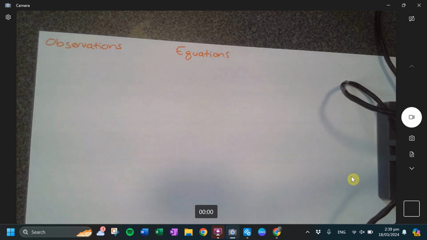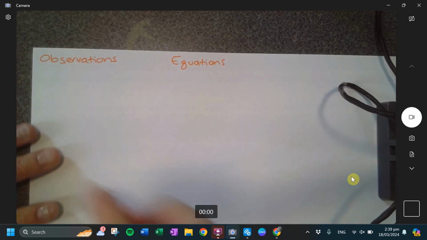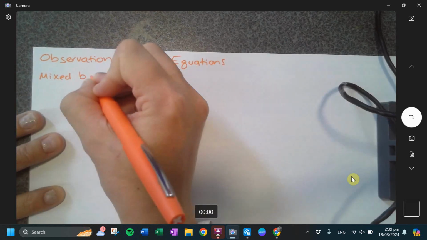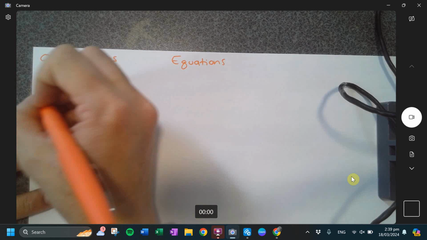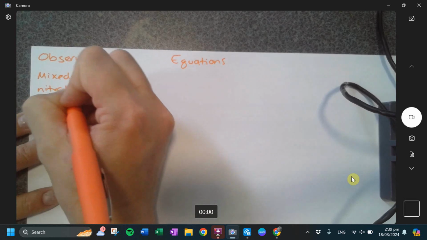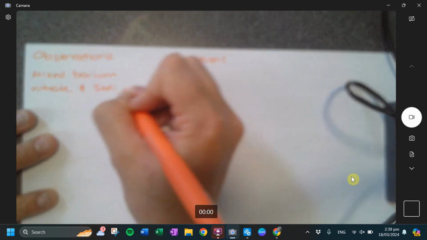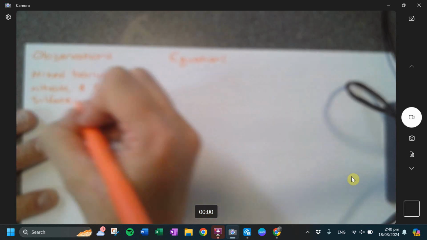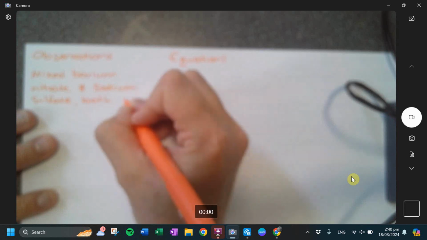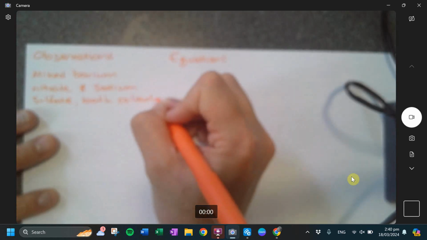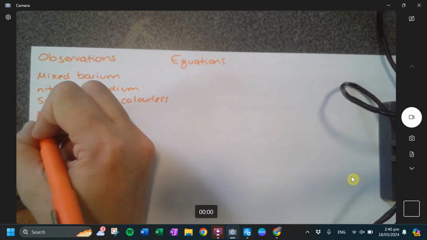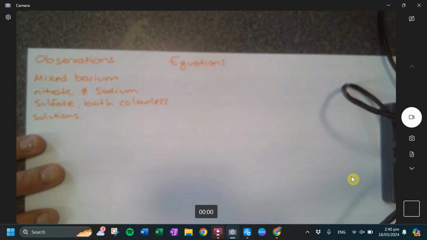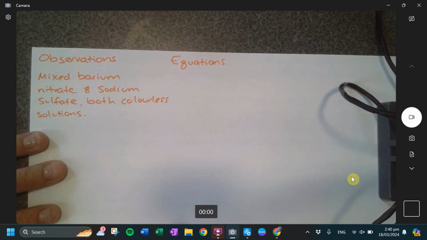We have a white precipitate has formed. So we've mixed barium nitrate and sodium sulfate, which are both colorless solutions. And that then formed a white precipitate.